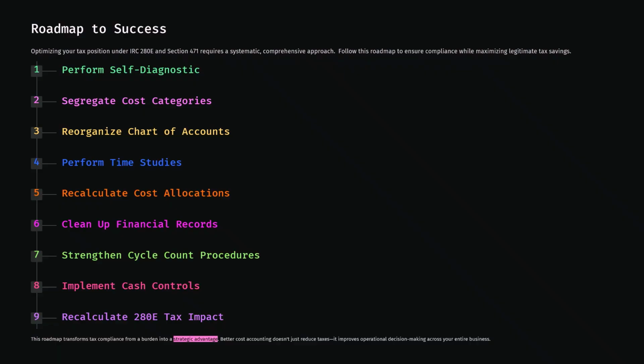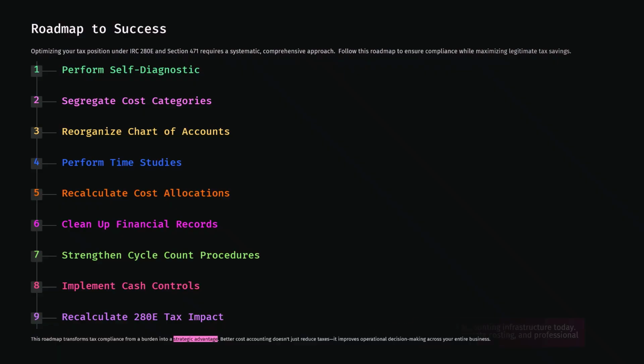Once your allocations are cleaned and your records are updated, run a fresh tax model. What's your new federal tax liability under 280E? What can you do to reduce it legally, defensively, and strategically? Bottom line, this roadmap isn't just about staying out of trouble, it's about running a smarter business. If you follow these steps, you will not only survive, but you'll be able to make better decisions every single day.